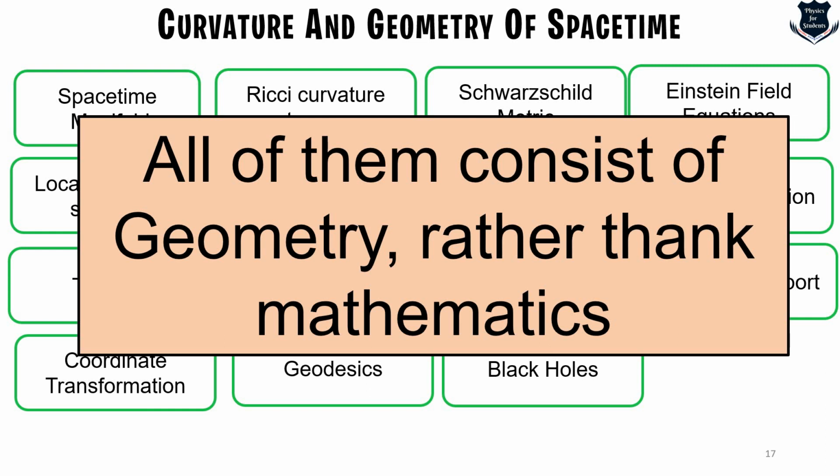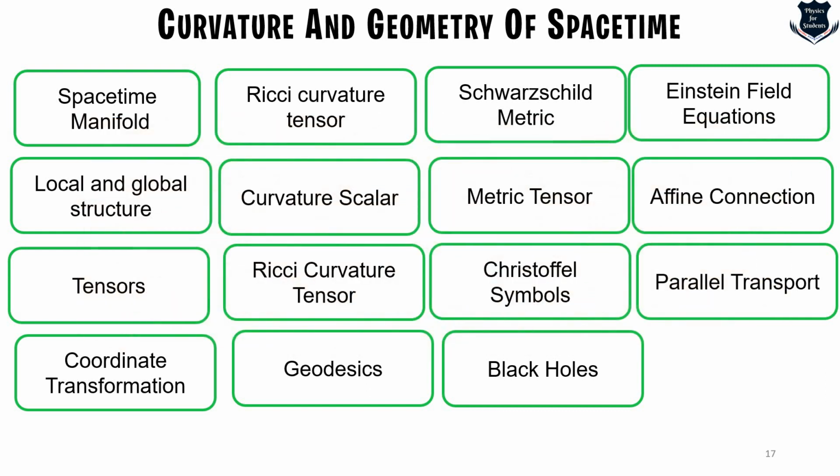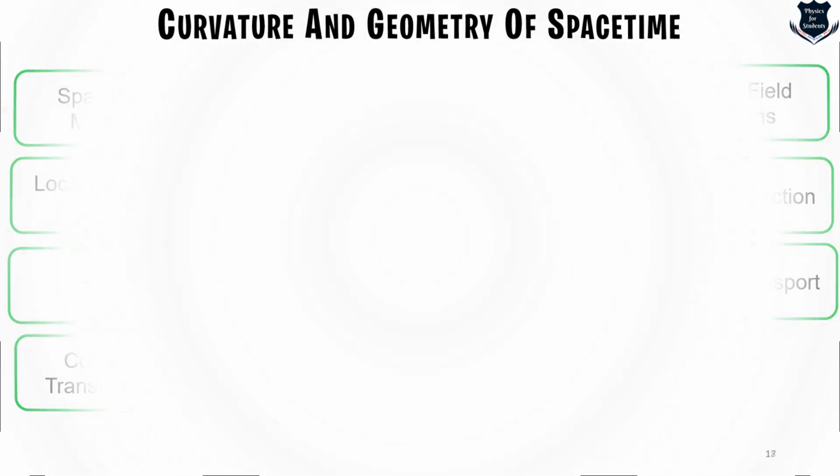All of these concepts and ideas consist of geometry more than mathematics. Now hold on, I am not saying that mathematics is not there, but what I am trying to tell is that it is more geometry rather than purely relativity, simultaneity and mathematics. Having said that, let me give you a better idea by showing a schematic diagram.